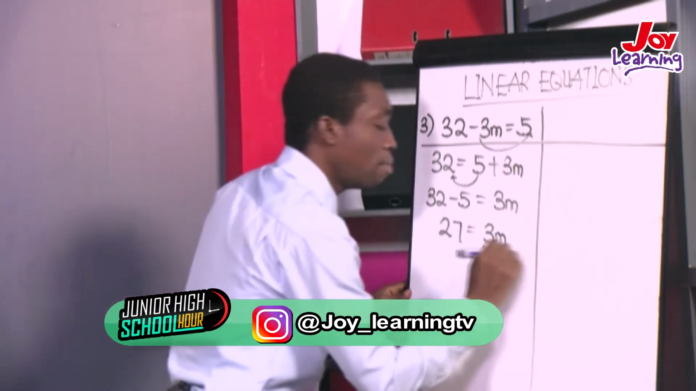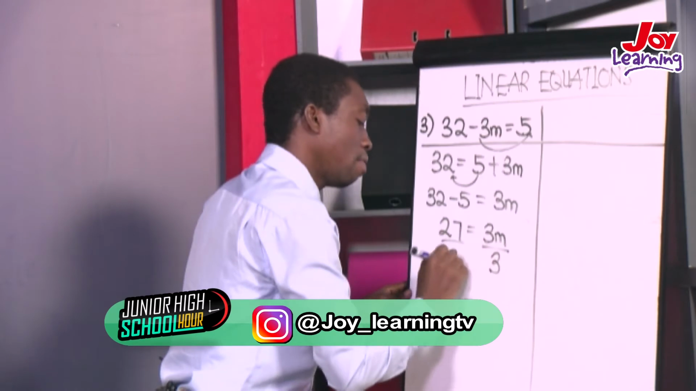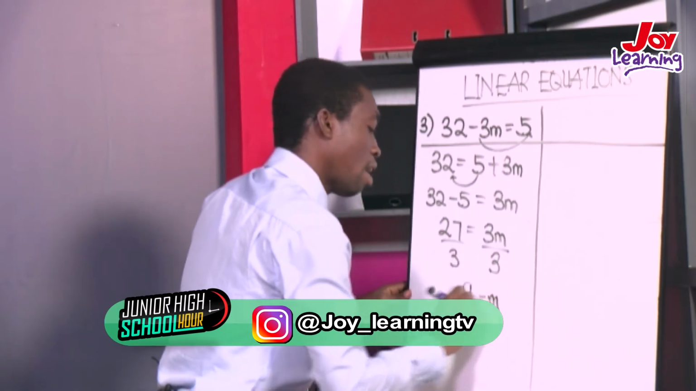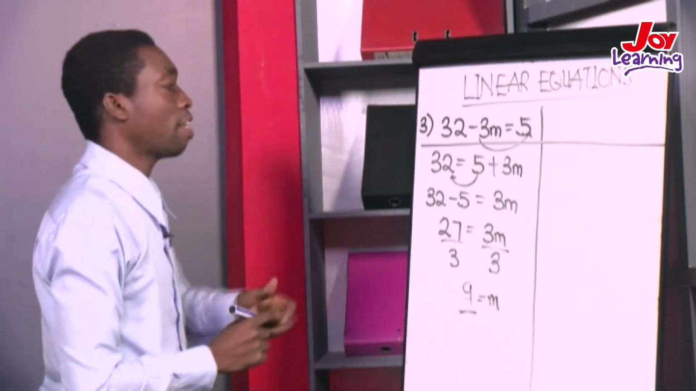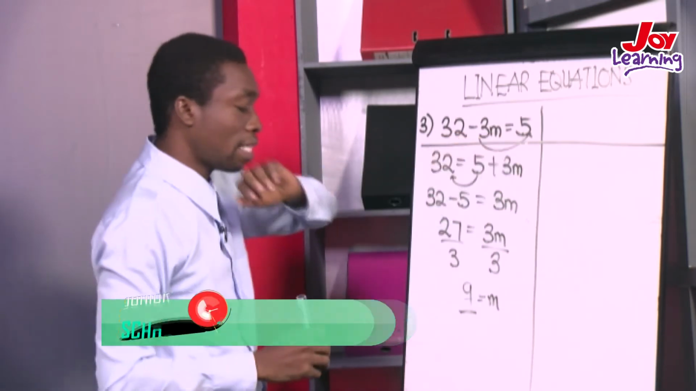At this point, you can divide both sides by 3, and we have m equal to 9. So our value for m is 9. If you put in 9 over here, we should get our answer here.